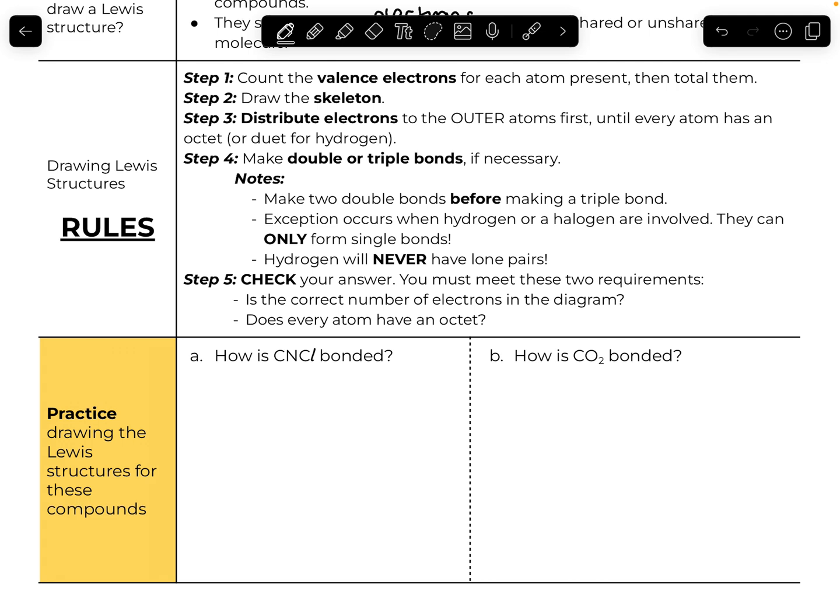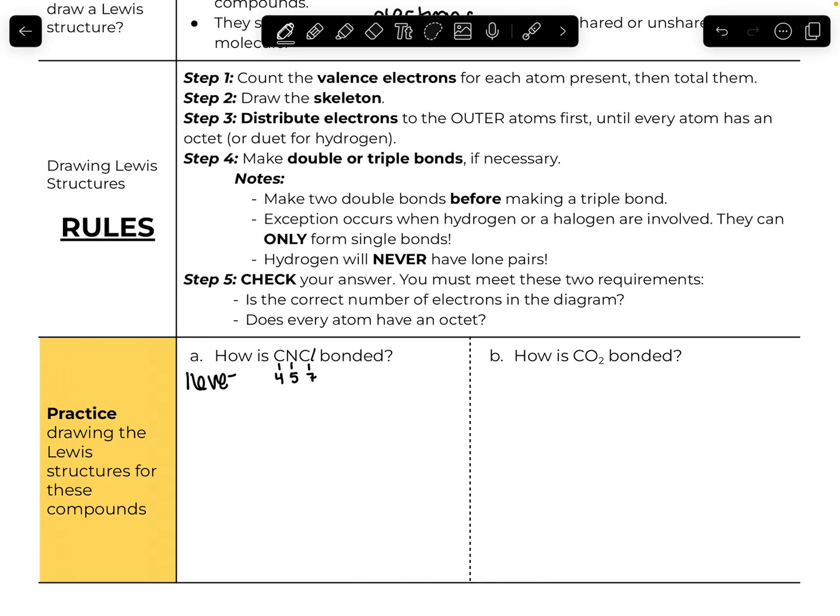So if we look at carbon on the periodic table, it is in group 4, which means it has 4 valence electrons. Nitrogen's in group 5, so it's got 5 valence electrons, and chlorine's in group 7, so it's got 7 valence electrons. So the total number of electrons available for bonding just means you have to sum these up. So 4 plus 5 is 9, 9 plus 7 is 16. So we have 16 available valence electrons for us to possibly use.